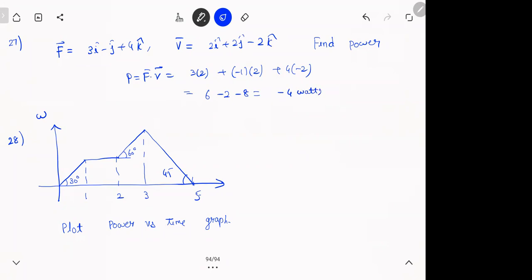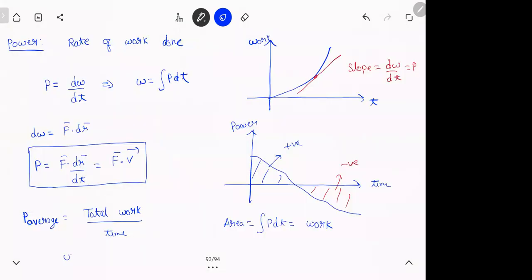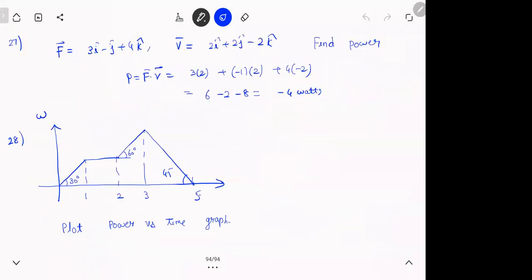One more thing. The unit of power is watts. Units are joule per second, which is watt. You must have seen a 10 watt bulb, 20 watt bulb, 30 watt bulb. That is the meaning of it. When you say 100 watt bulb, it means every second it is burning 100 joules per second. That was the first one.